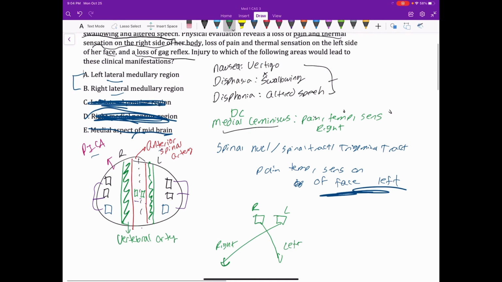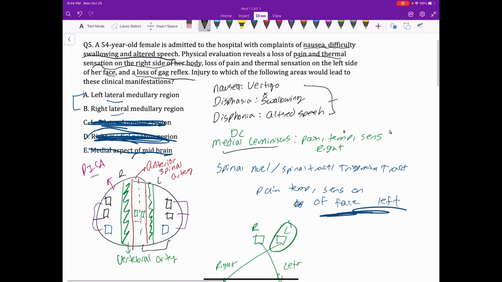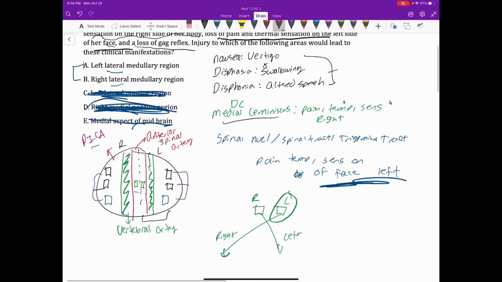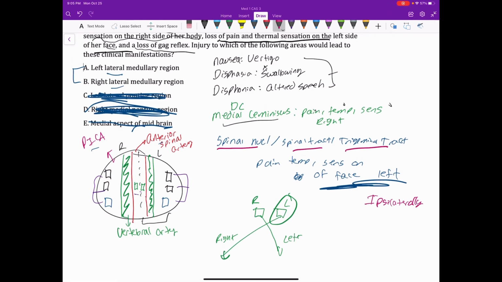We've spoken about this in another video. So now, if she has pain loss on the right side of her body, where is it really coming from? The left side. So now we know we're dealing with the left side specifically. Now, how do we make sure, 100%? We'll keep going: loss of pain and thermal sensation on the left side of her face. Well, we said that when you lose face sensation, it's from the trigeminal nerve, spinal tract, and spinal nucleus, and these tracts work ipsilaterally. That means they work on the same side. So if it happened on the left side, she's going to have a loss of sensation on the left side of her face. Therefore, it would be over here. So what is going to be our answer now? Our answer has to be the left lateral medullary region.